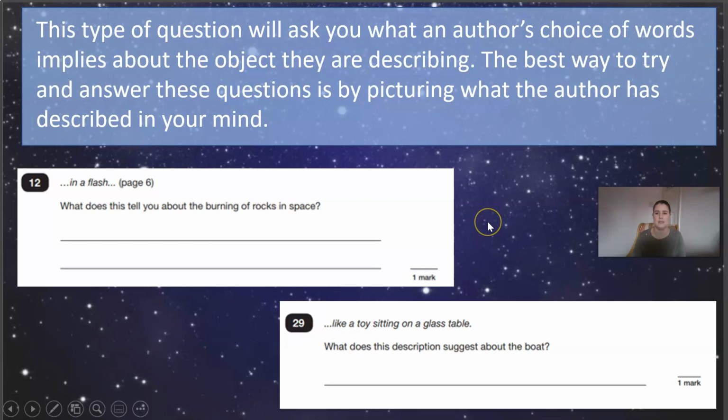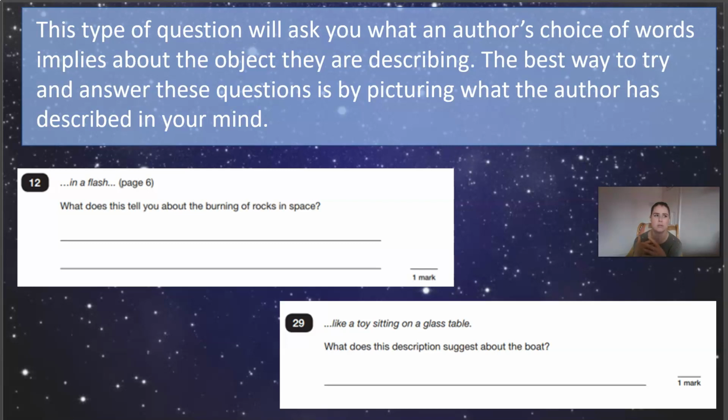So here we have a different type of question. This type of question, where it gives you a little quote and then asks you for an opinion, is asking you about what the author's choice of words implies about the objects they're describing. So this is where you have to sit there and think about the sentence and imagine a visual image in your mind. What is it that the author is wanting me to imagine in my mind? What's the picture they're trying to create? So, in a flash. What does this tell you about the burning rocks in space? So obviously that would be using your background knowledge of what you might know about space and shooting stars and meteors and rockets.